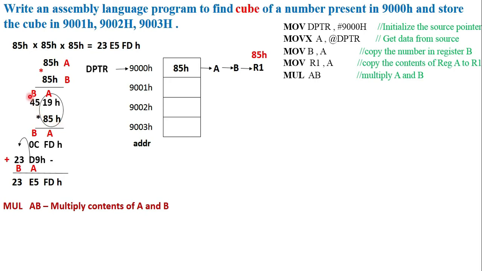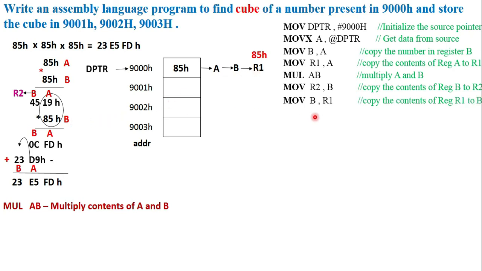So we need to temporarily store the contents of the B register into any one of the general purpose registers, let's say R2. So copy the contents of B into R2. The instruction for that is MOV R2, B. Now that we have safeguarded the contents of B into another register R2, we can now load the B register with 85h from the R1 register, which is having the copy of 85. So now we need to copy R1 into the B register. So the instruction for that is MOV B, R1.